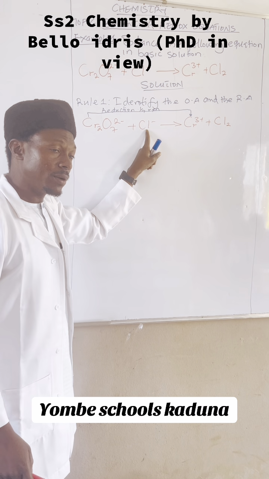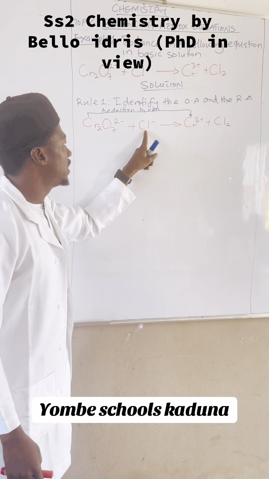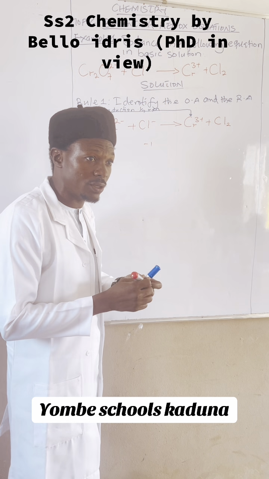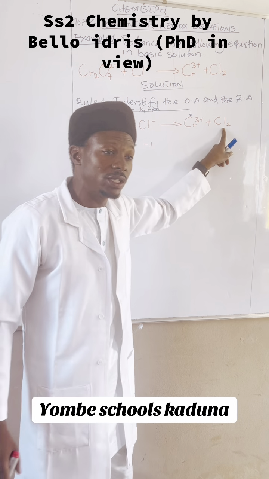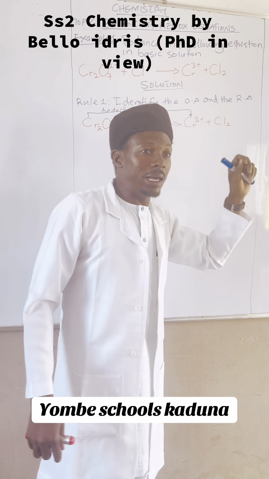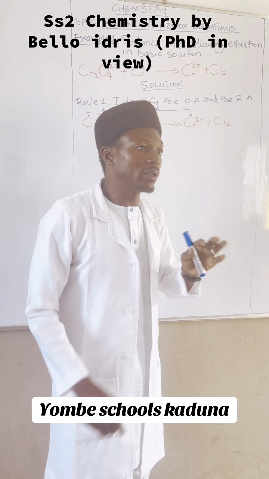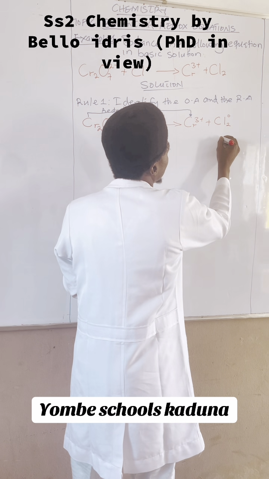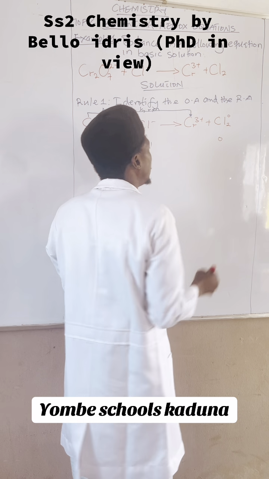So now let's go to the second part. This is the chloride ion, Cl-, which has the oxidation state of minus 1 at the beginning of the reaction. At the end of the reaction, it has the oxidation state of the same element in an uncombined state, that is zero. Chlorine has the oxidation state of zero at the end of the reaction.